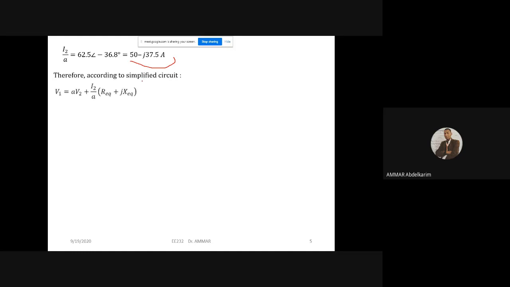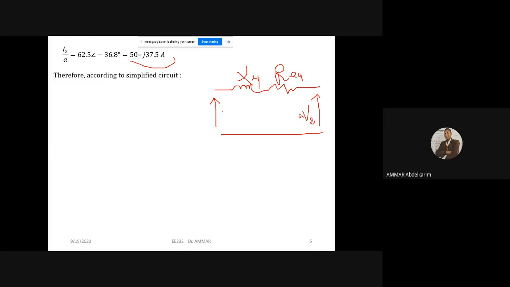Okay, so according to the simplified equivalent circuit, we can now calculate the no-load voltage. Remember this: when we are talking about a lagging power factor, the no-load voltage is always greater than the full load voltage. So the voltage regulation is positive. According to the simplified circuit, we have R equivalent and X equivalent. This is the voltage across the load referred to the primary, which is A V2. This is R equivalent, this is X equivalent, and this is V1, which is the no-load voltage.